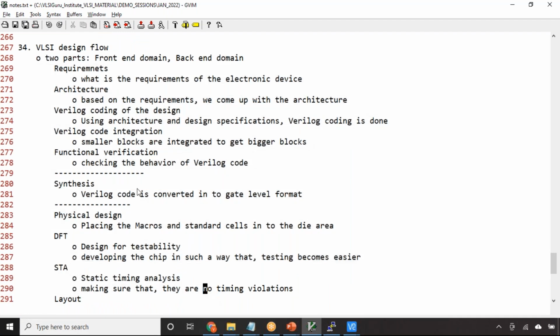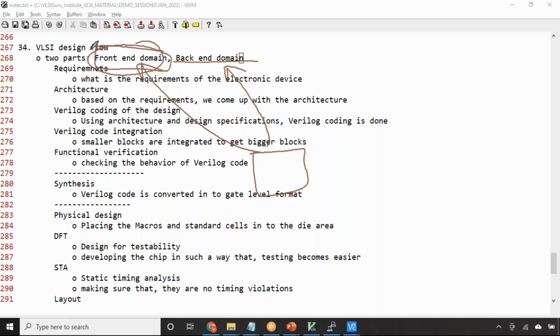These 12 steps can further be divided into two parts. One is called the front-end domain. One is called the back-end domain. If you are developing any chip, there will be work in the front-end domain as well as in the back-end domain. It won't be like work only happens in the front-end domain and nothing happens in the back-end domain. So as soon as the front-end domain is done, the back-end domain activities will start.